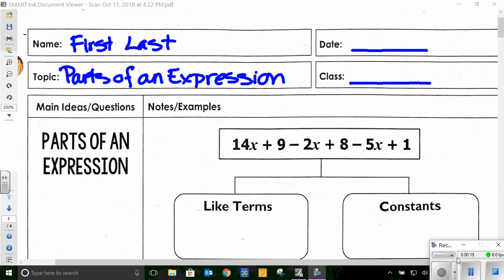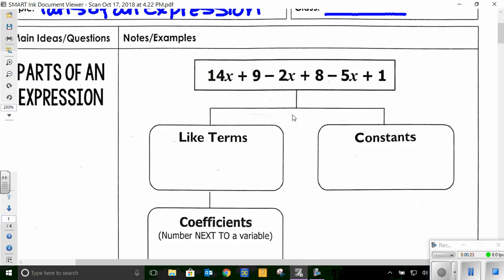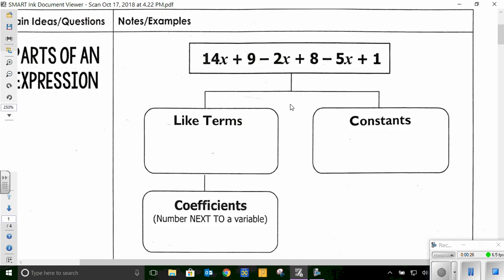It's really important to make sure you do understand all of these as far as parts of the expression goes, because it carries you through to algebra as well. So the first thing we're looking for whenever we're seeing an expression is anything that is a like term. And a like term literally means things that are alike.